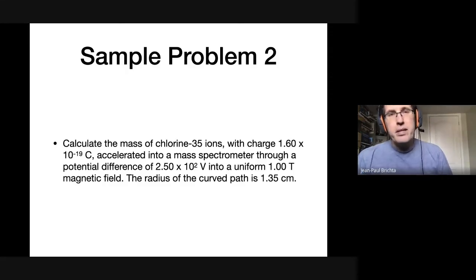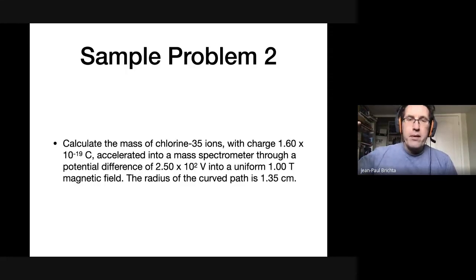So this is the idea of the mass spectrometer that I was talking about. We're going to have our chlorine-35 ions interacting with our magnetic field, and they're going to go down or up, depending on how the magnetic field is pointing. It doesn't really matter in this case.